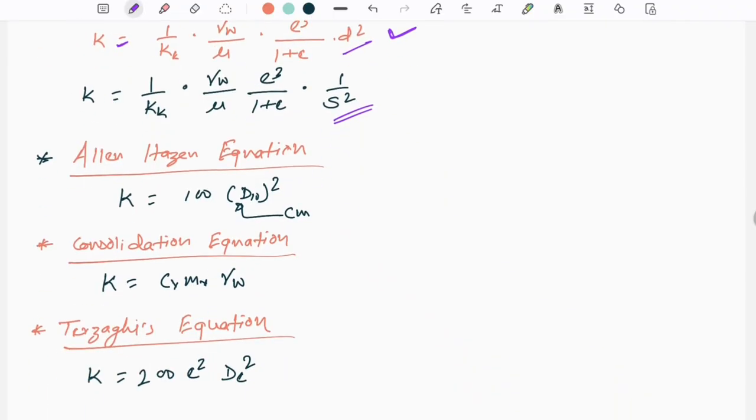Next one is the Allen-Hazen equation, in which K is directly proportional to the square of the effective size of the soil. So K is equal to 100, here 100 is the coefficient. Generally we use K is equal to C D10 square. So C, the value for the Allen-Hazen equation, is 100.